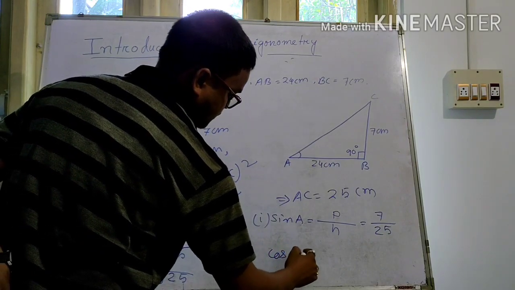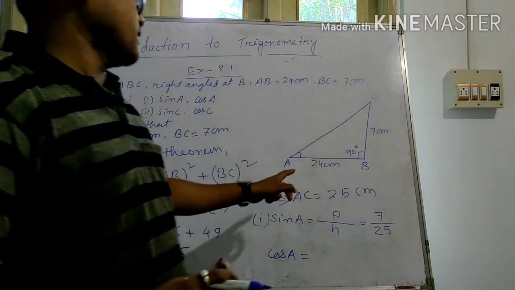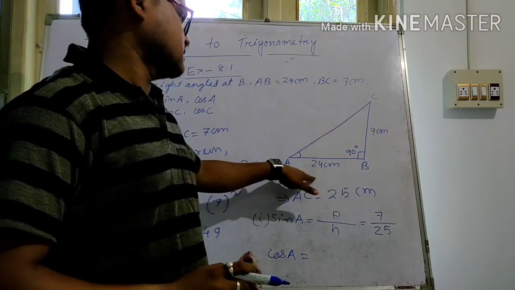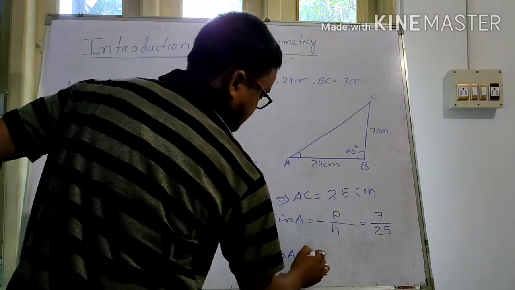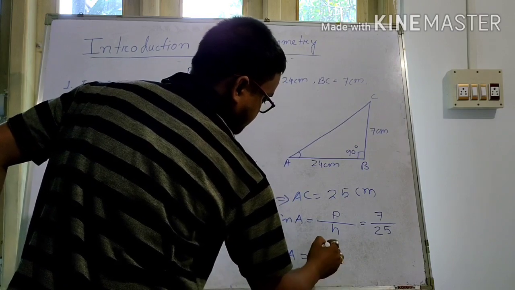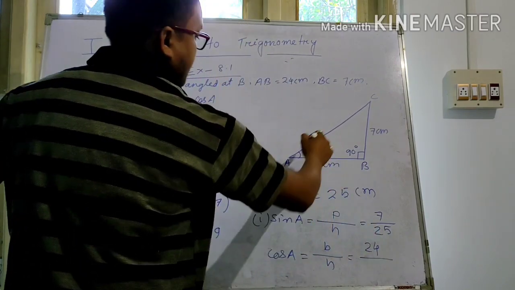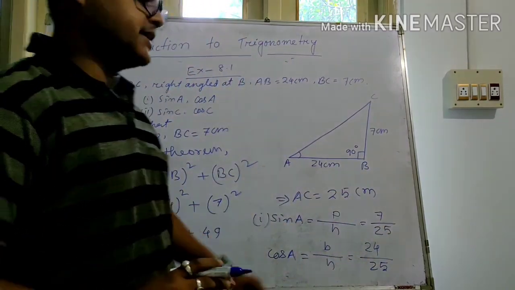Similarly cos A. What is the value of cos A? We know cos theta is equal to base by hypotenuse. So your base here is 24, and hypotenuse is 25. So cos A is 24 by 25.